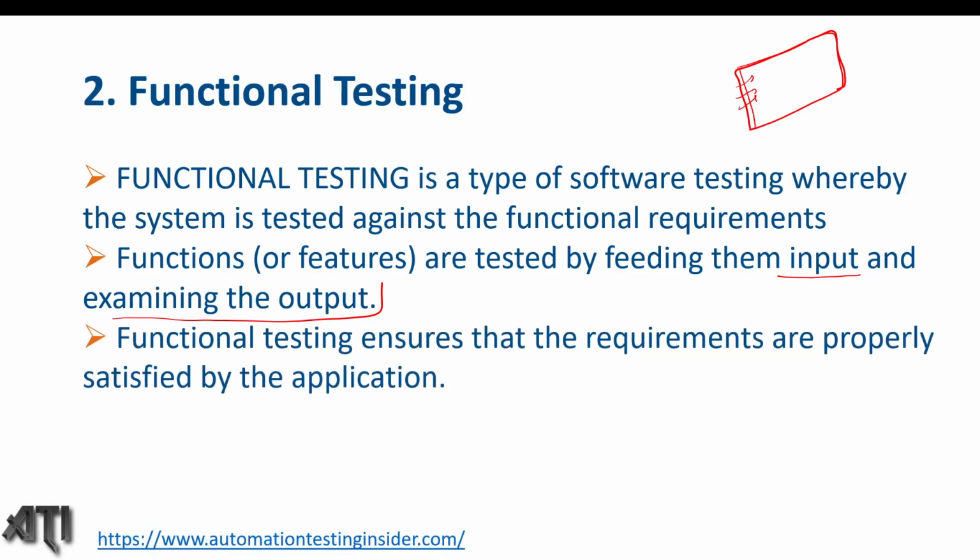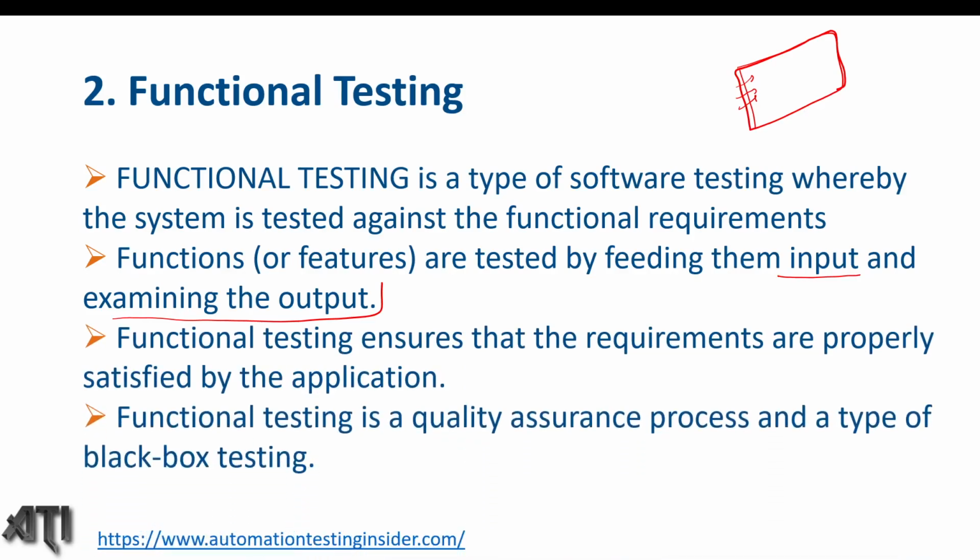Functional testing ensures that the requirements are properly satisfied by the application. Functional testing is a quality assurance process and a type of black box testing. So what do you mean by black box testing? We don't care about the internal structure of the program. We just see whether the functionality is working perfectly fine or not.